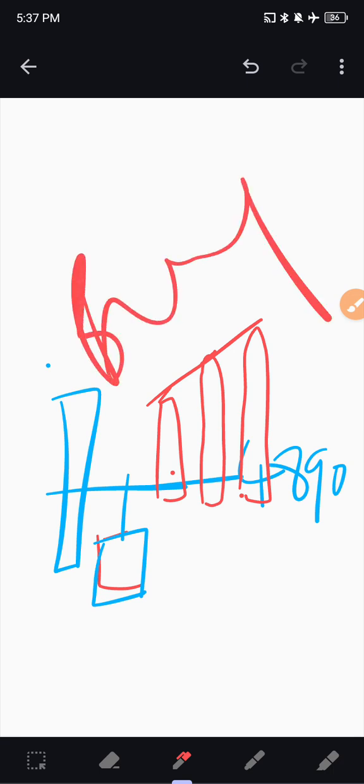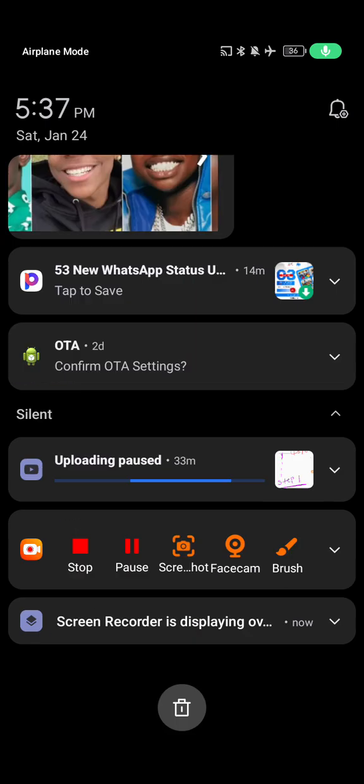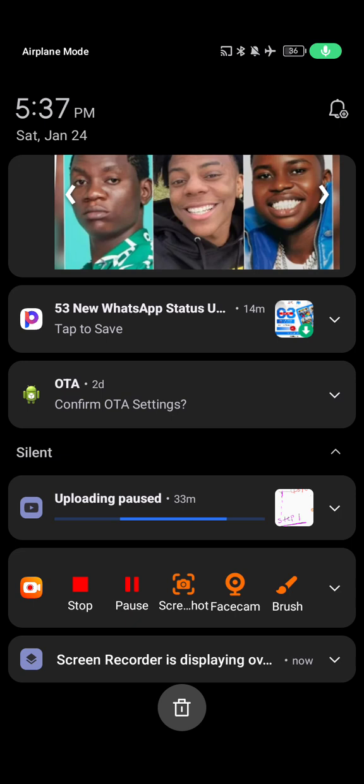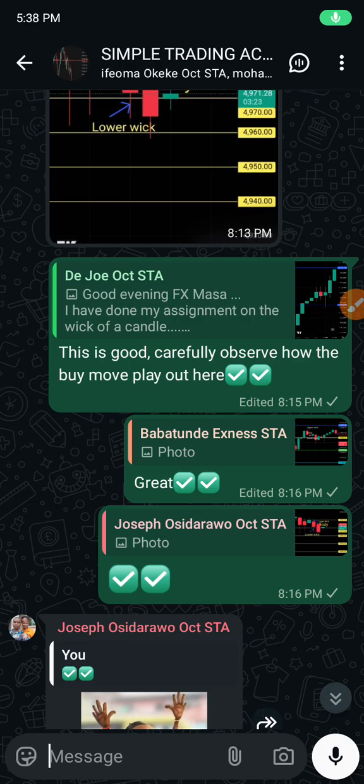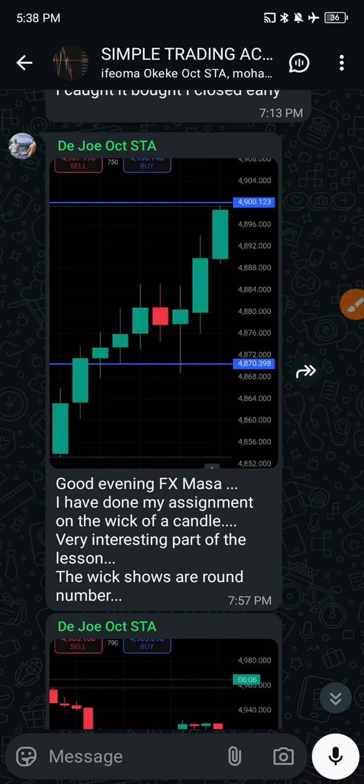Same thing applies to your low, okay? To your sell rather. So that is your confirmation candles, and how you can be sure that buyers or sellers are truly in the market. I think I want to show us this. Let me take us back to the assignment that was done. Somebody submitted this and I loved it so much.